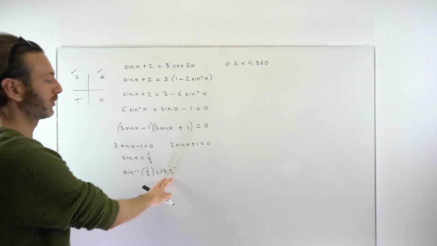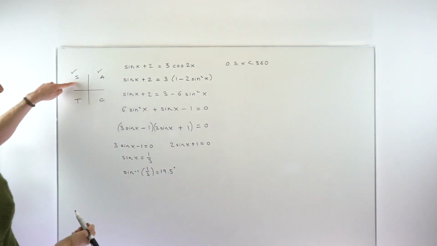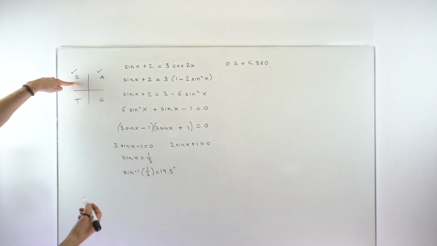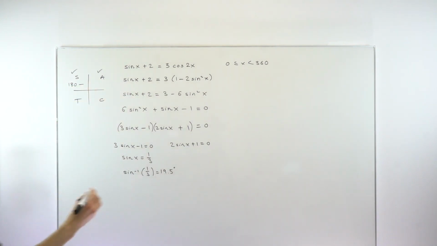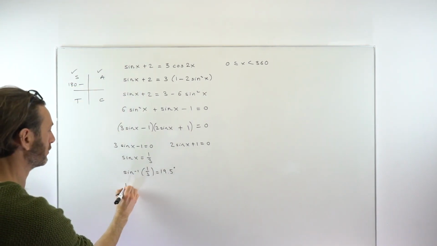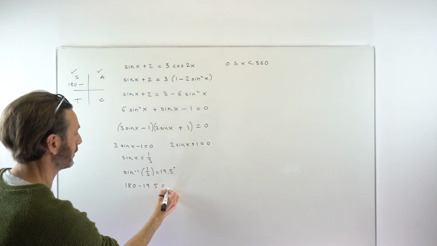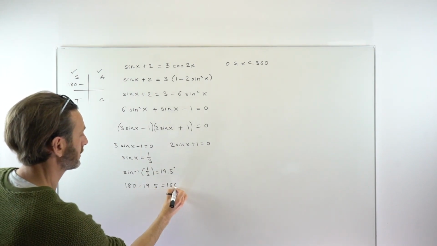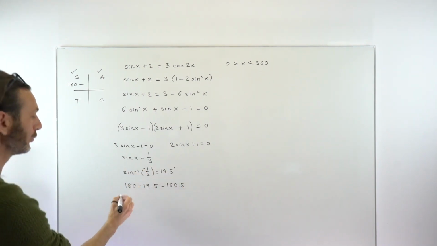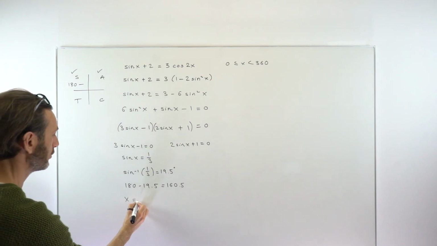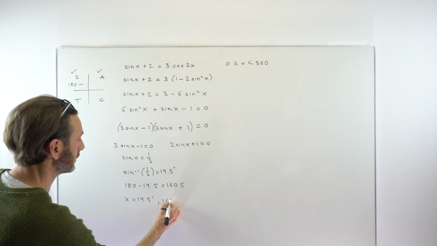So that solution 19.5 is in the first quadrant, so we can keep that as a solution. The second one is in the sine quadrant, so that's the 180 minus quadrant, remember? So 180 minus our first solution. That tells us our second solution would be 180 minus 19.5, which is 160.5, I believe. So they're both solutions, so you can assign them to x at this point. So x equals 19.5 degrees and 160.5 degrees.